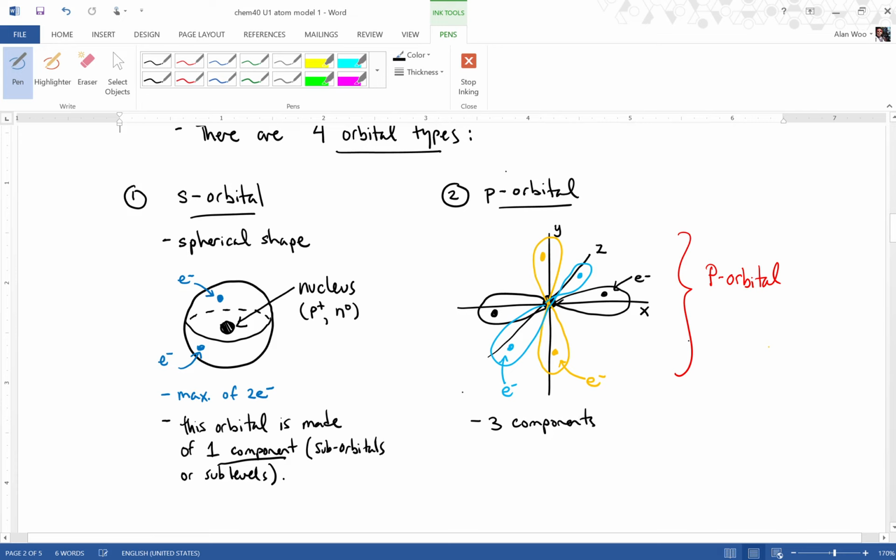Again, those components could be called suborbitals or sublevels, but there are 3 components. You have the px, py, or pz. So these are suborbitals or sublevels.